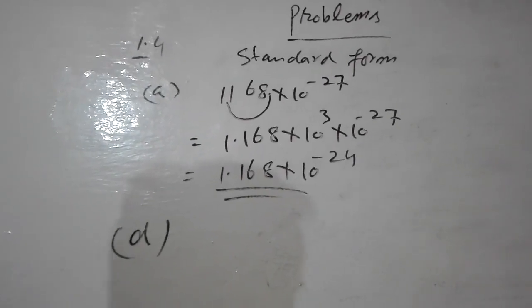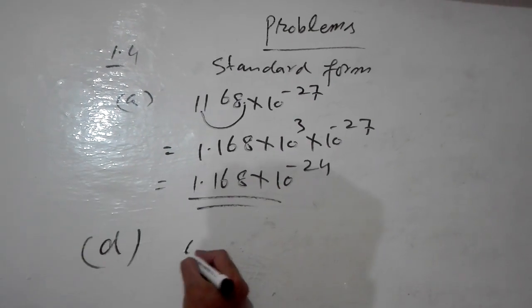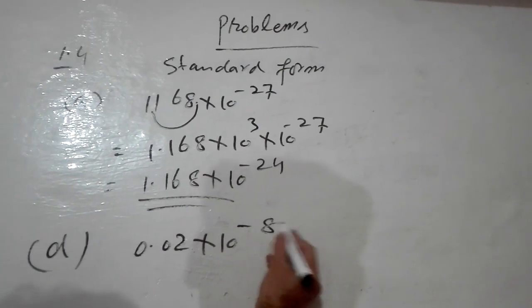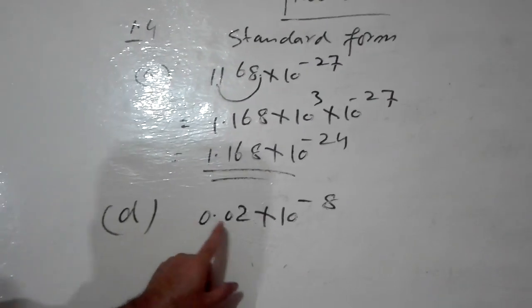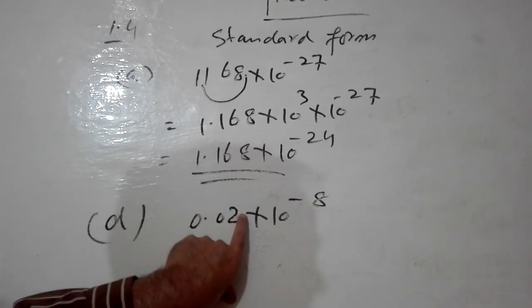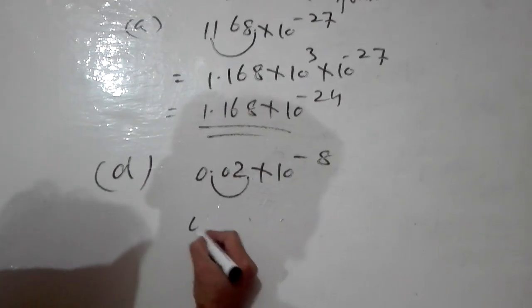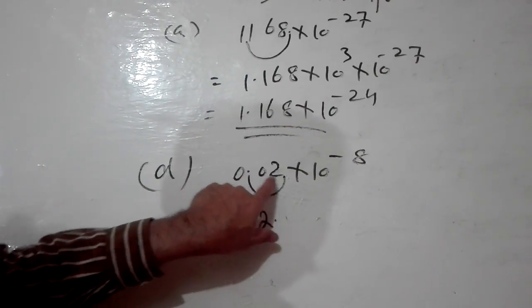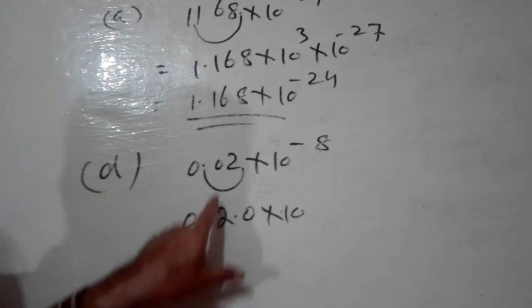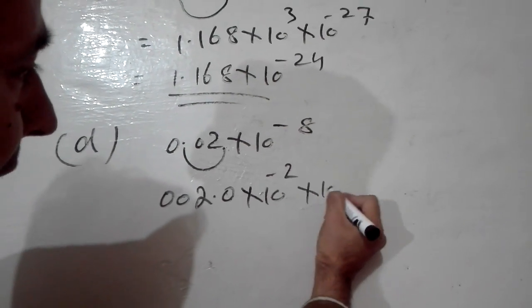Okay student, D part is 0.02 into 10 power minus 8. So again, when you change into scientific notation, the decimal should be after the first non-zero number. So 2 is non-zero. I will shift the point here. When I write here, I will write 0 for spacing. And then 10 power, how many places have I shifted? 1 and 2. I will multiply with power of minus 2 and 10 power minus 8.